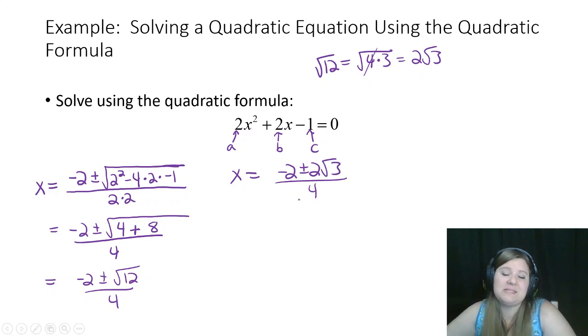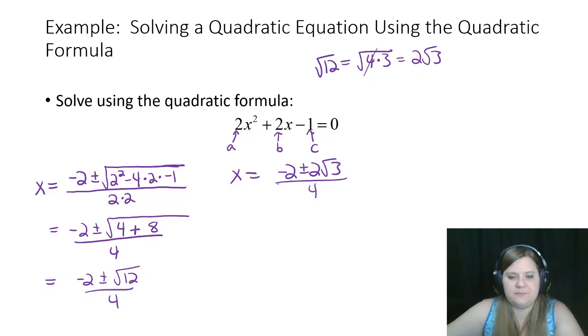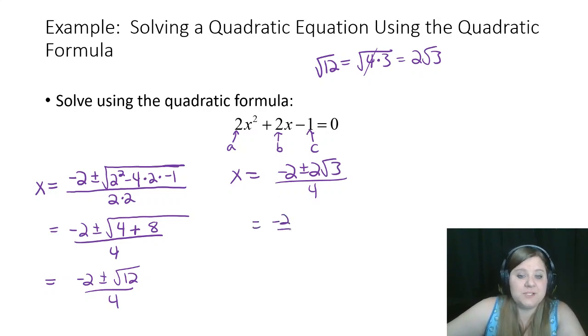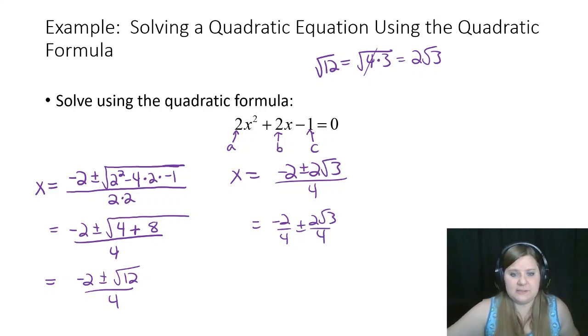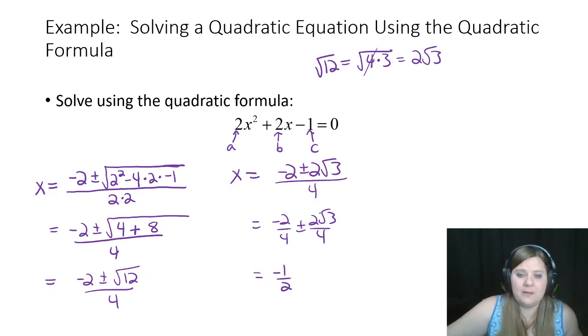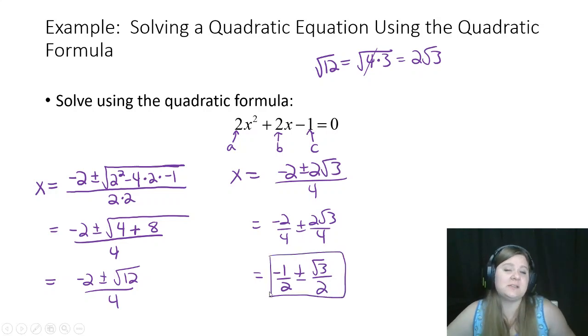Now at this point, to simplify my problem, I'm going to split the fraction. So I'm going to have negative 2 over 4 plus or minus 2 root 3 over 4, because then it's easier to cancel what I need to cancel. Negative 2 over 4 simplifies to negative 1/2, and I have my plus or minus still. 2 root 3 over 4 simplifies to root 3 over 2. This is our simplified answer. And notice that it's still x equals.